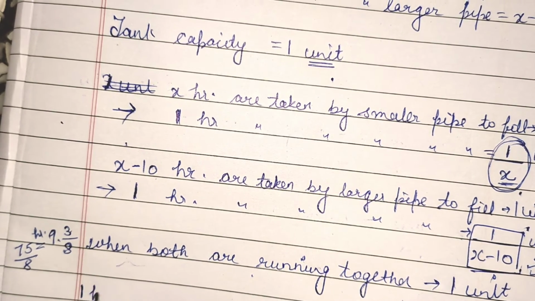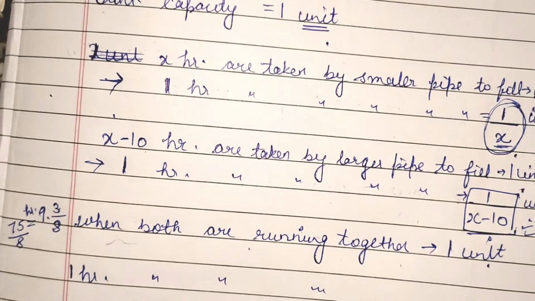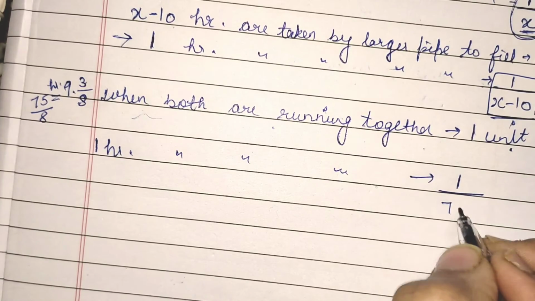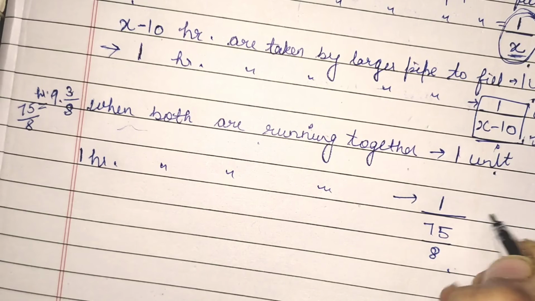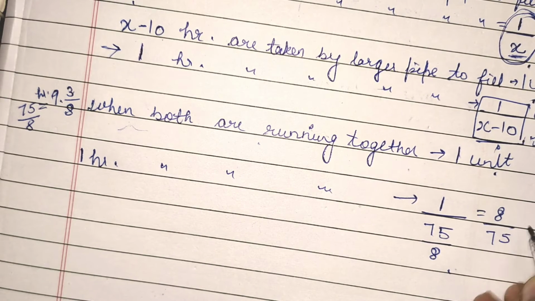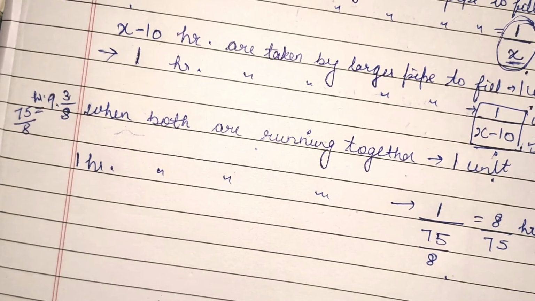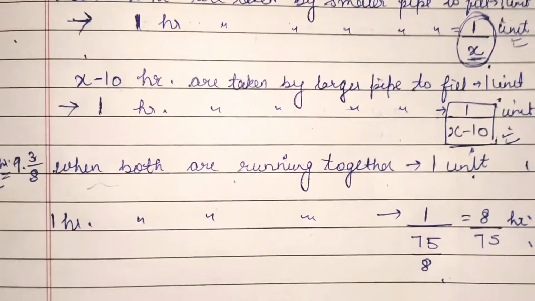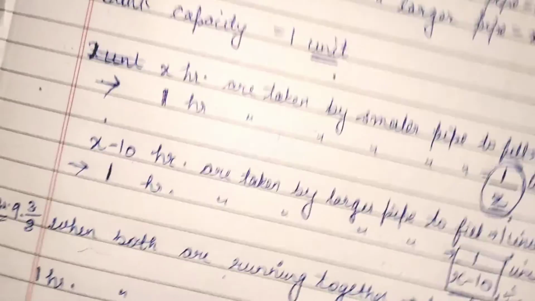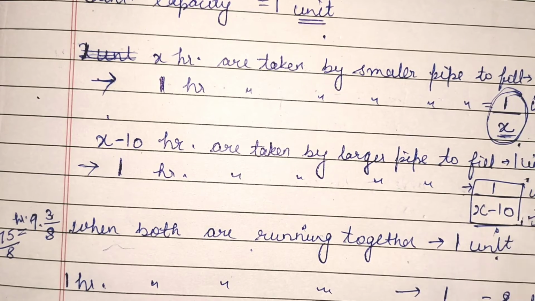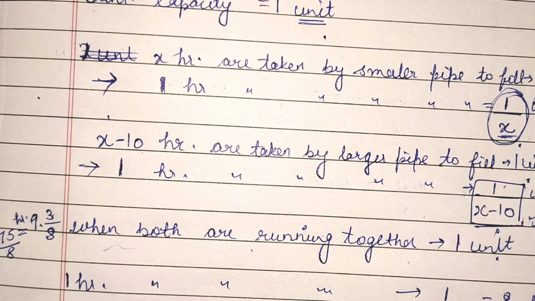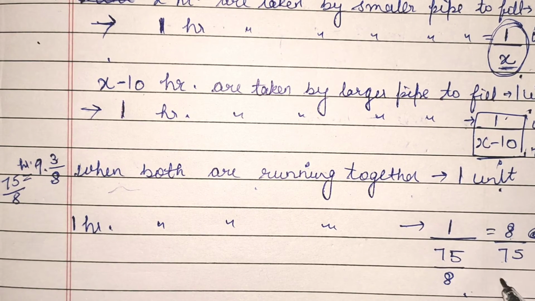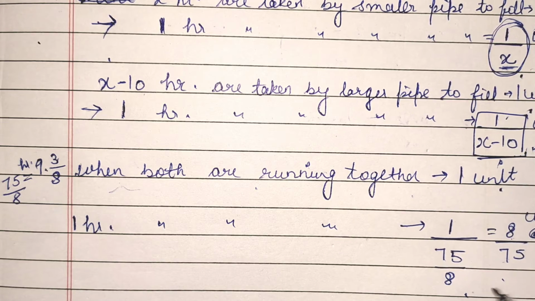Okay, so in 1 hour when both are running together, how much will they fill? Again the same process, 1 upon 75 by 8. So it will give you 8 by 75. Okay, so when both are running together, this much is filled, and when individually they are running, it is 1 by x and 1 upon x minus 10, and when combined, the unit filled in 1 hour is this much.